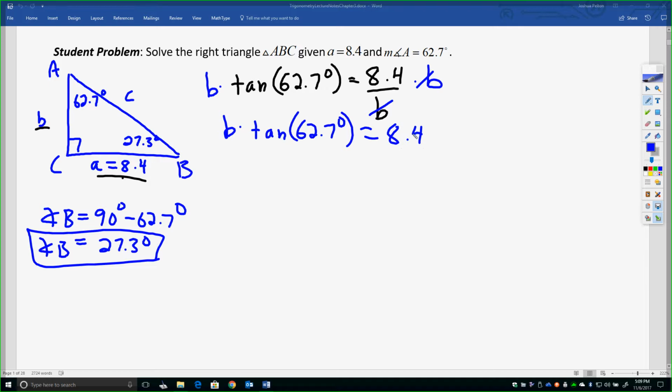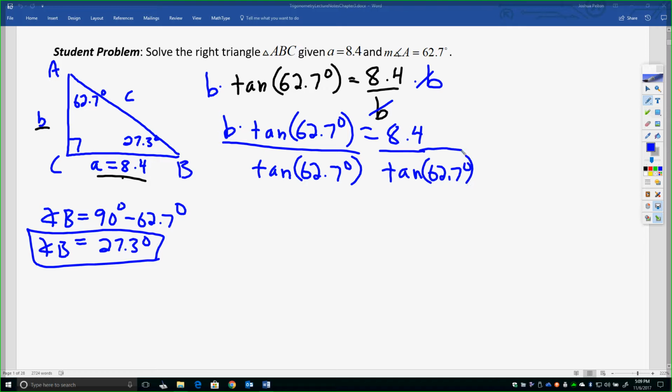Okay, now we want to get the B by itself, so divide by the tangent of the angle. Okay, tangent cancels, so B is approximately... Again, make sure you use the angle measure in your calculator since you're putting in degrees. So if I plug that in, I will get approximately 4.34.